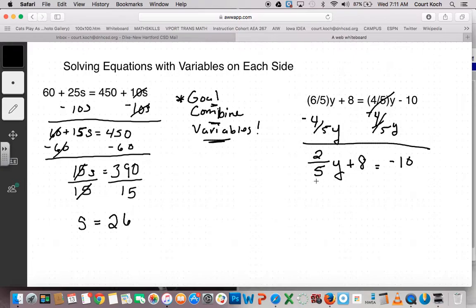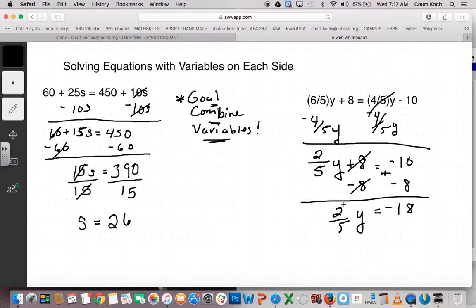So I want to get y by itself now to solve. That's the new goal, because I've already accomplished this goal. So the new goal, get y by itself. Well, I'm going to subtract 8, subtract 8. This will cancel. A negative 10 is like adding. Okay, negative plus a negative is still a negative. Negative 18 over here equals 2/5 y.